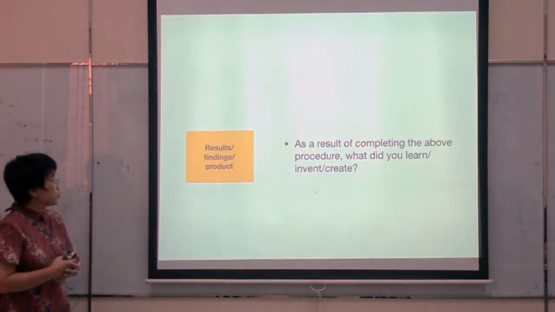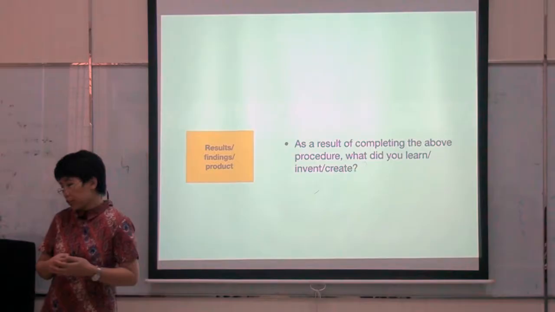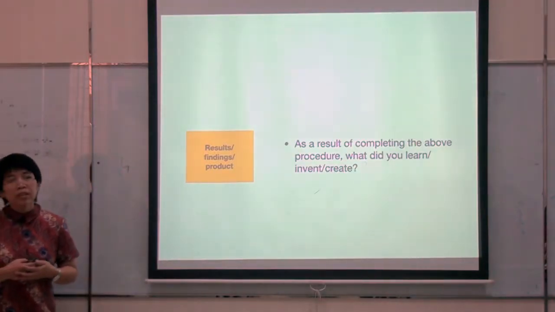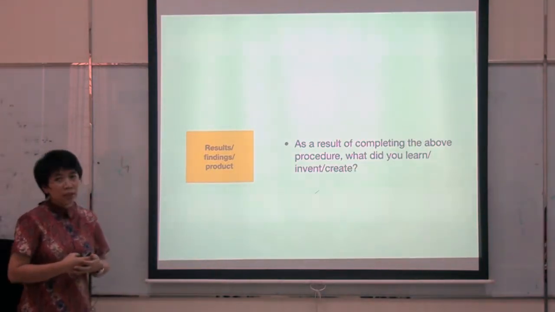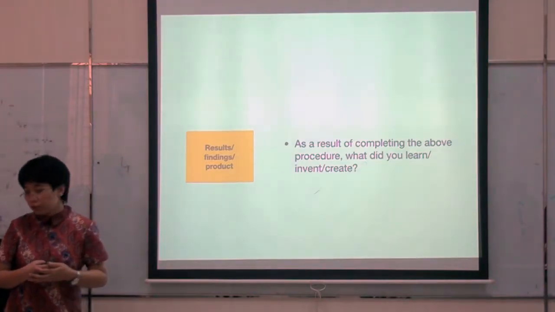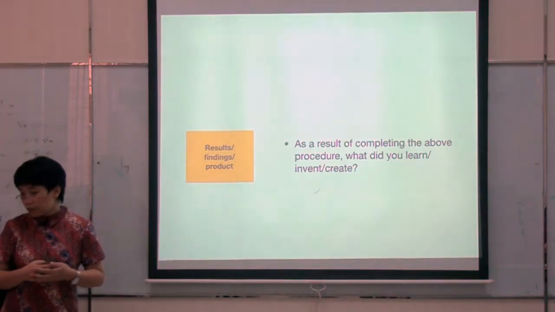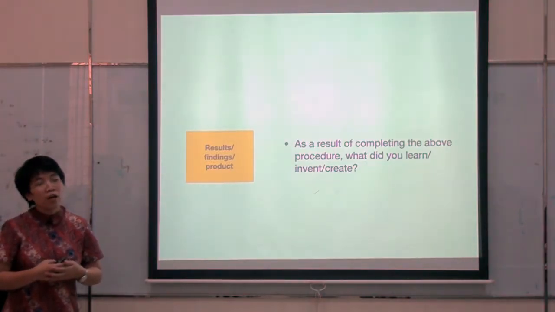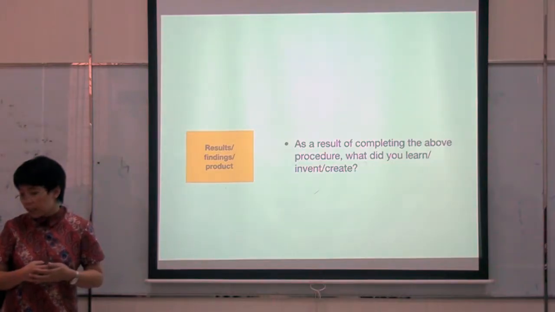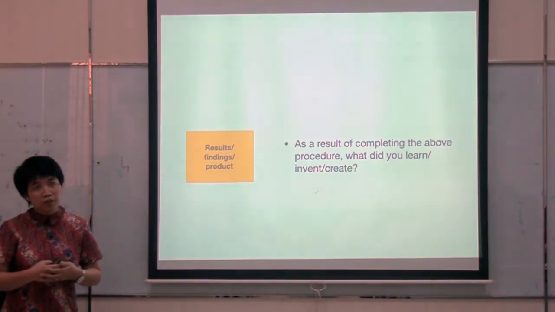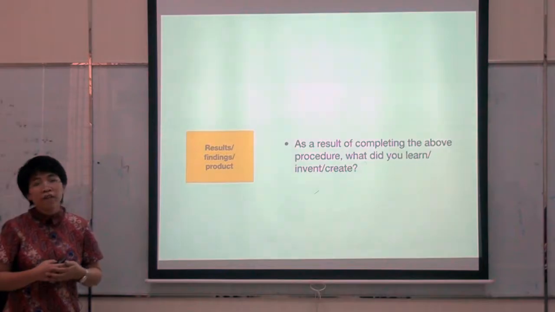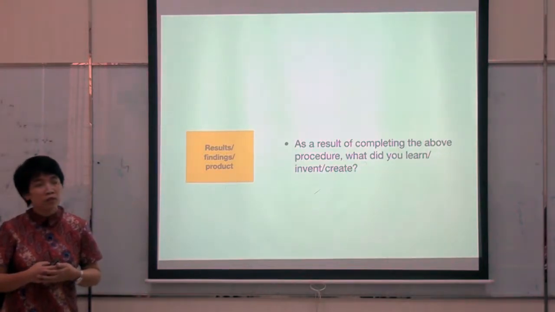The third one is the result section of the abstract. The sentences of the abstract related to the results mainly describe the findings of your research. If you have a lot of findings, you should write the main finding in your abstract. Okay?